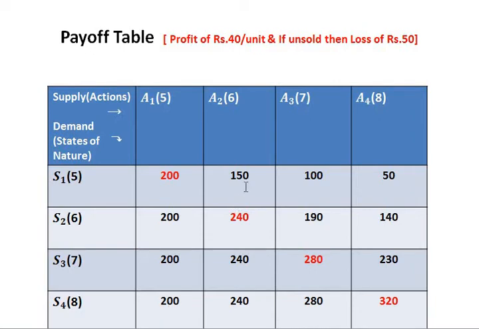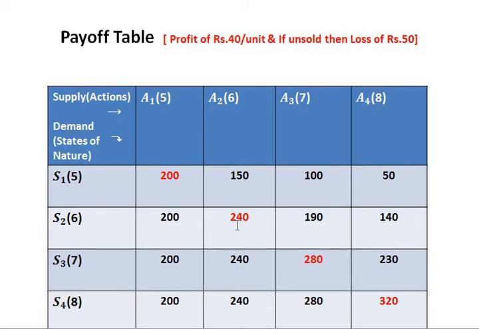Now come to A2. What is A2? He purchased 6 units, but S1 means what? Only 5 customers turn up. Now he purchased 6 but 5 customers turn up, so his actual profit is 200 and 1 unit remains unsold, and that unsold unit will be the loss. And the loss is what? 50. So 200 minus 50, his actual profit will be only 150 rupees.